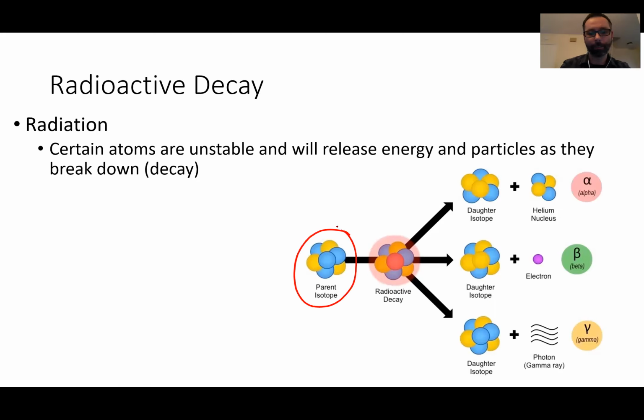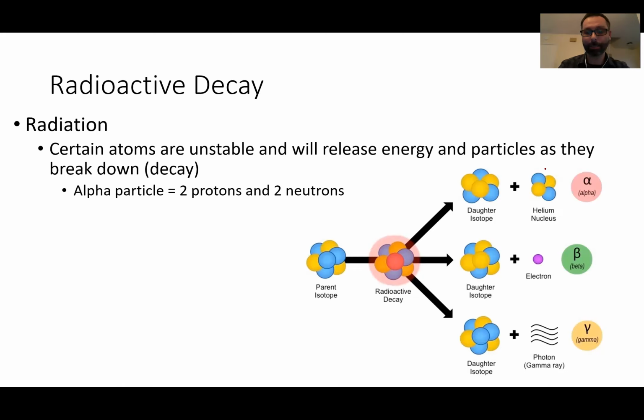You have your thing called the parent isotope, the parent atom, and it's going to go through radioactive decay. There's 3 options of what it's going to do. The first is it's going to spit out something called an alpha particle, which is actually 2 protons and 2 neutrons. If you think of little particles in the nucleus, they just shoot out. That's called an alpha particle. And notice that when that happens, the parent isotope turns into the daughter isotope that's a little bit different than it was before. We'll get back to that.